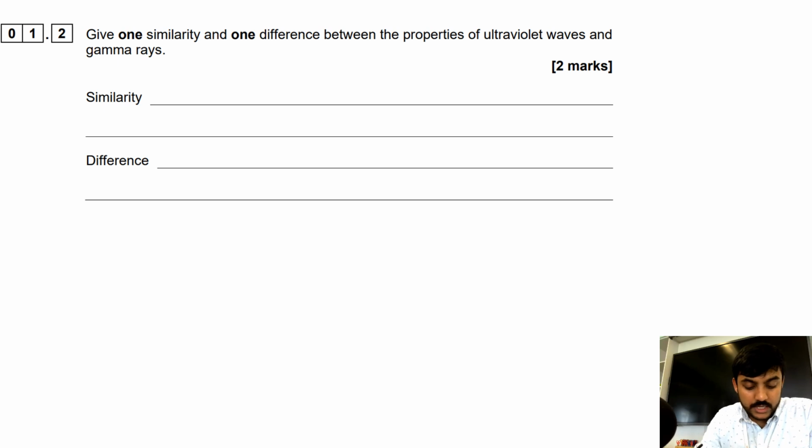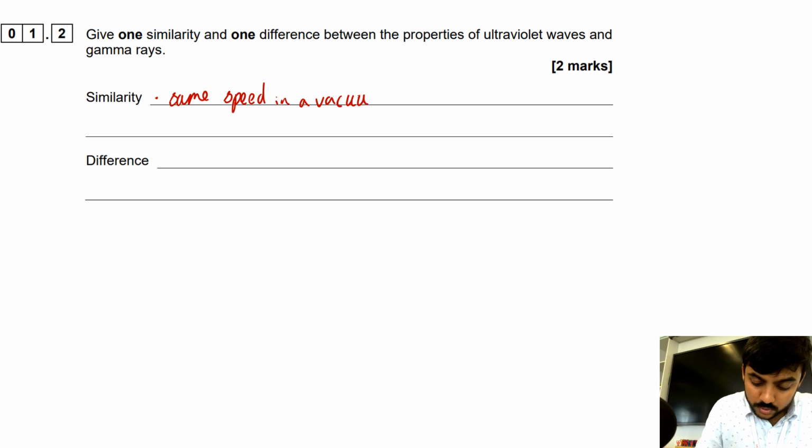Give one similarity and one difference between the properties of ultraviolet waves and gamma rays. So what are some of the similarities between ultraviolet waves and gamma rays? They're both part of the electromagnetic spectrum, so they travel at the same speed in a vacuum.